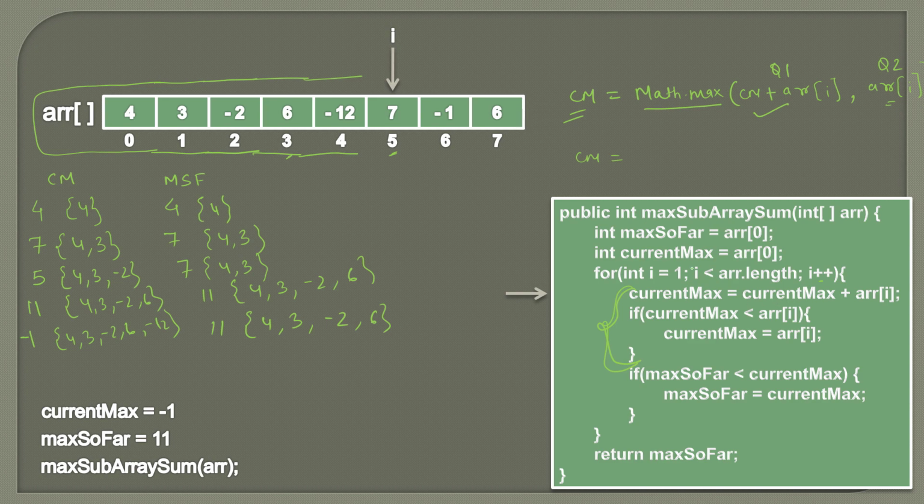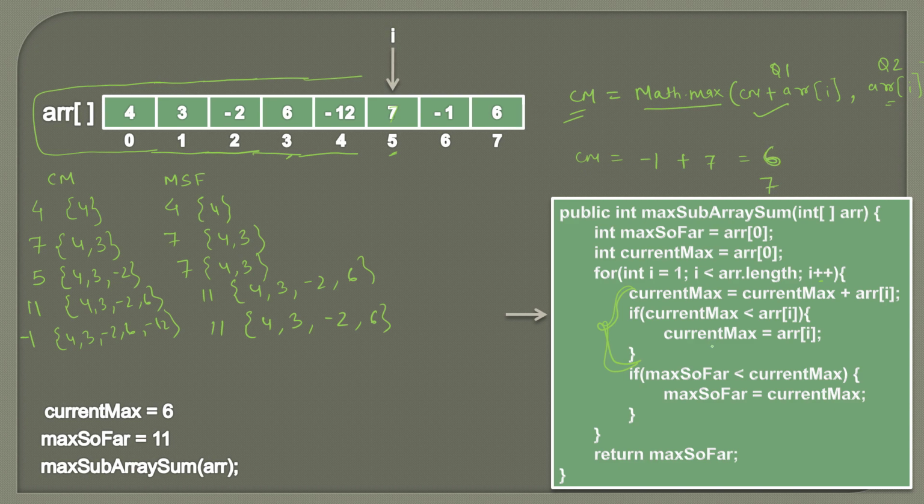Current max will become minus 1 plus 7, which is 6. So this is the part when array of I decides to go with the current max. And then it checks, okay, can I start my own subarray? Because my own value is 7. But if I go with the current subarray, the current max is 6.